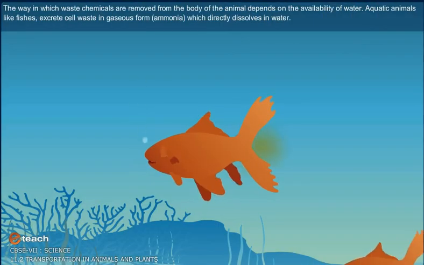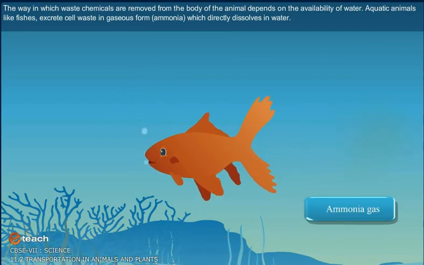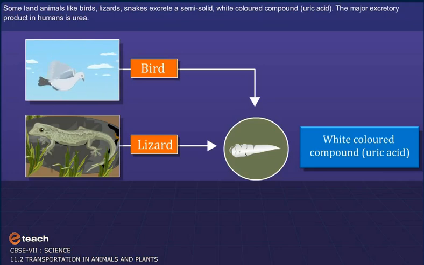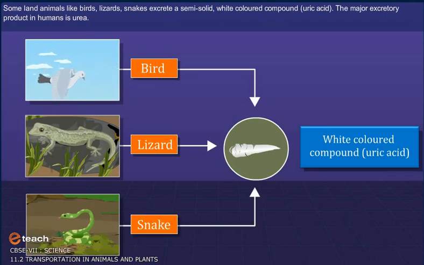The way in which waste chemicals are removed from the body of the animal depends on the availability of water. Aquatic animals like fishes excrete cell waste in gaseous form, ammonia, which directly dissolves in water. Some land animals like birds, lizards, snakes excrete a semi-solid white-colored compound, uric acid. The major excretory product in humans is urea.